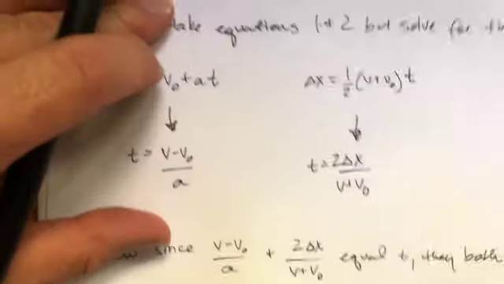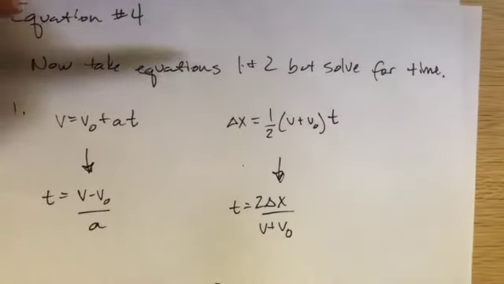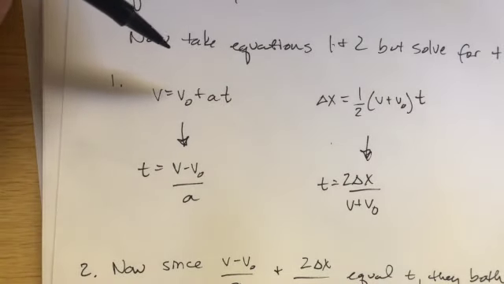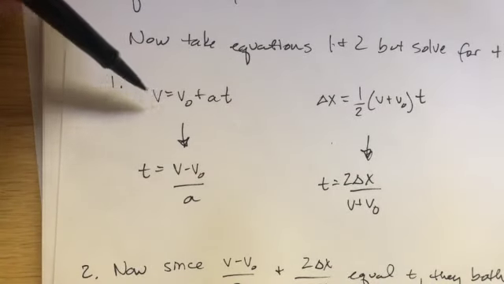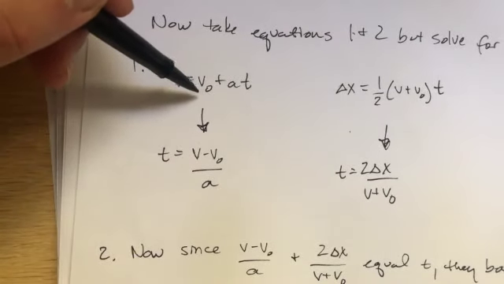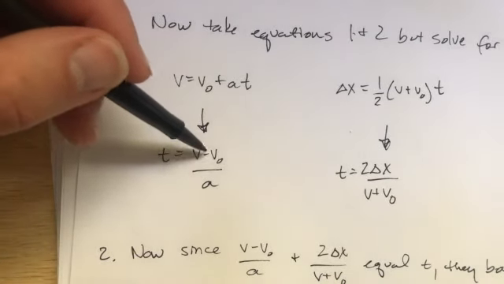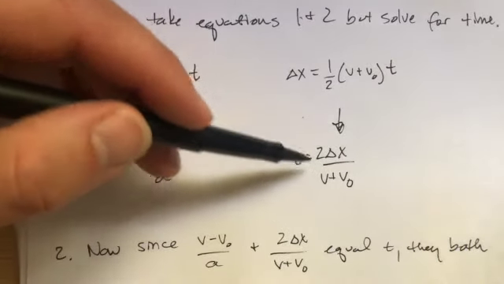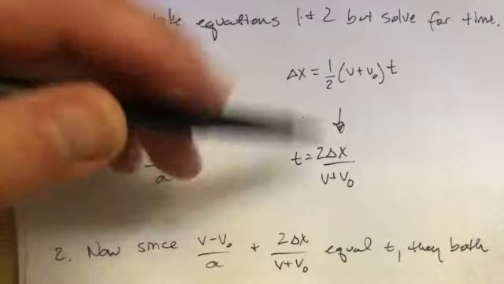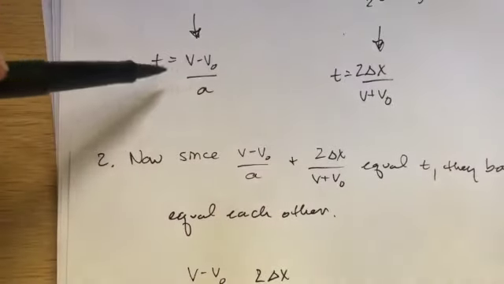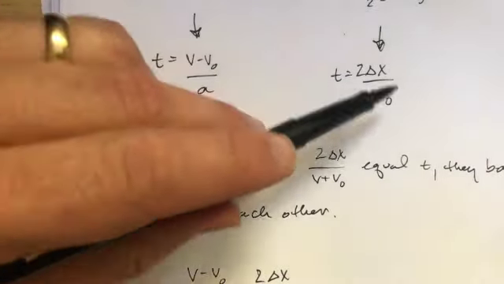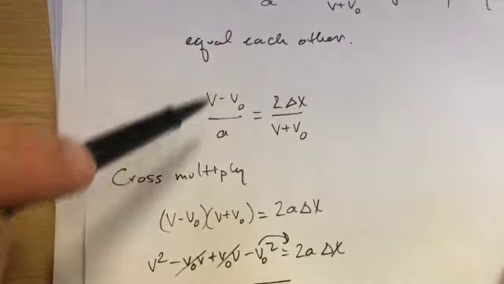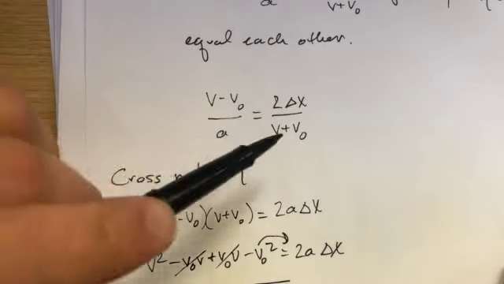And finally, equation number 4. I take equations 1 and 2 again, but this time, instead of solving both for V, I solve both of them for t. So V equals V naught plus AT becomes t equals V minus V naught over A. Delta x, I rearrange here, I get 2 delta x over V plus V naught. So because both of these things equal t, they will equal each other right here. And then cross multiply again.